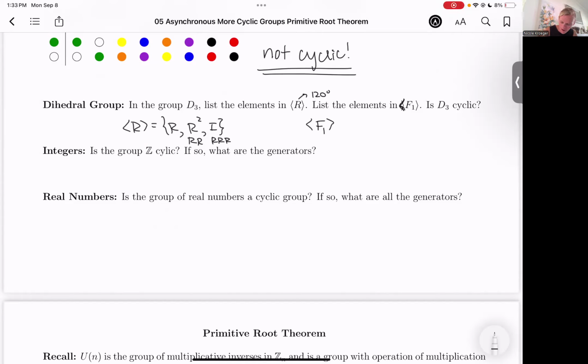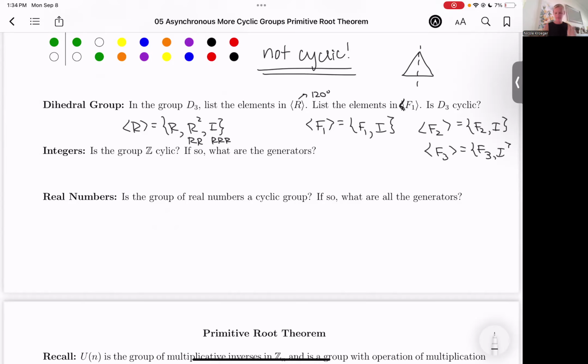So remember F1, that was a flip through kind of the top vertex. I flip my triangle through that vertex. So the things in the set generated by F1 would be F1 itself. But if I flip through that vertex and then I flip through that vertex again, I get back where I started. So I get the identity now. And once I get to the identity, I'm stopped. Okay. Similarly, F2 will just have F2 and the identity. F3 will just have F3 and the identity.